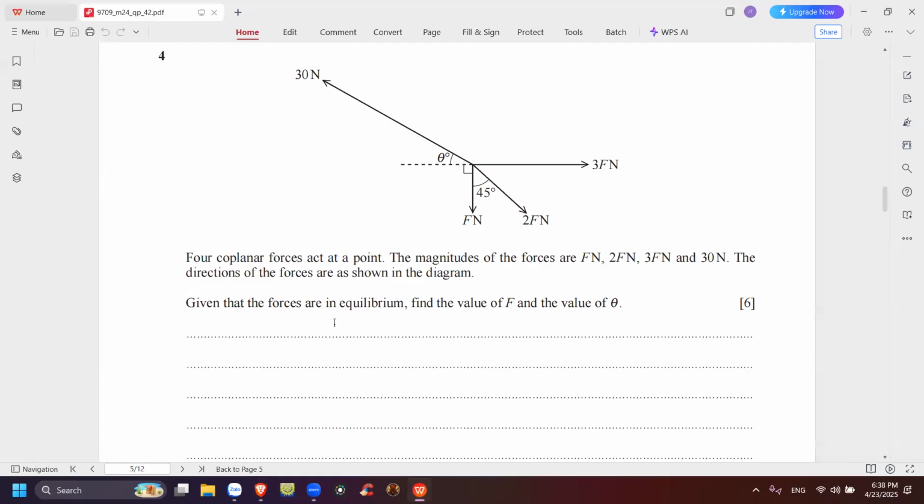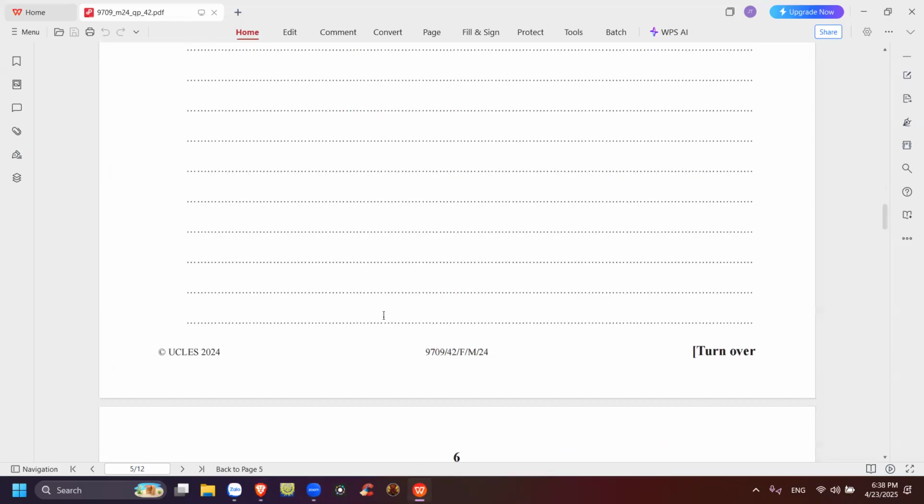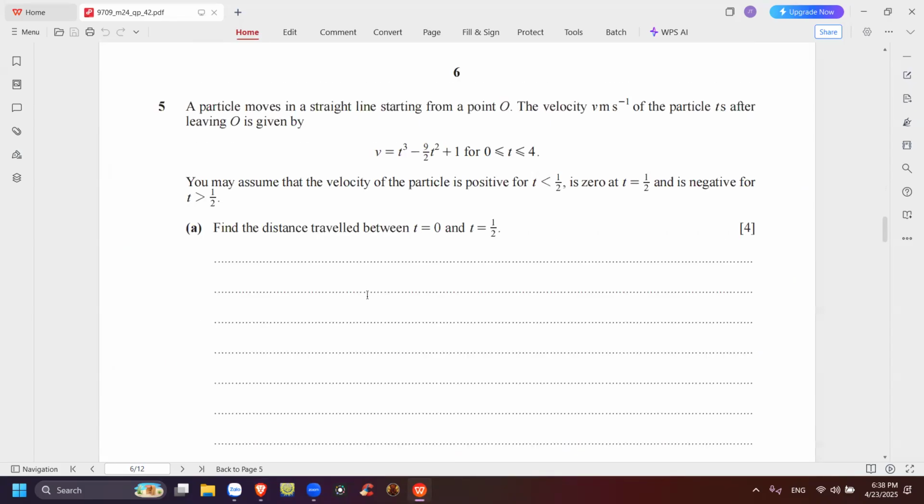6 marks, I think it's okay. Oh, okay. You know what to do when you see something like this. This is only true if t is between 0 and 4 seconds. For v, you may assume the velocity of the particle is positive for t smaller than half a second. It's 0 at t equal to half, and it's negative for t bigger than half.